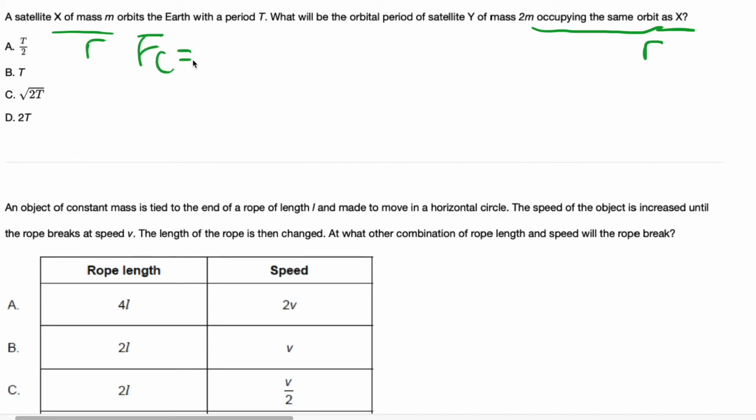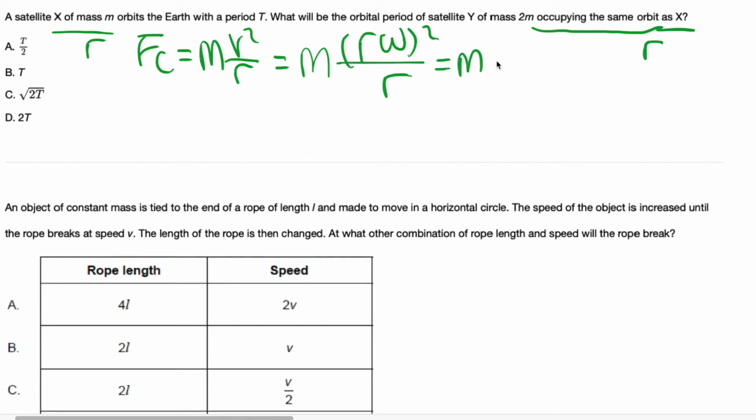So centripetal force is equal to mass times velocity squared divided by r, right? And we can change this to omega. So velocity is equal to radius times omega, right? So this is going to be equal to mass times radius times omega squared. But this doesn't really help because we need the period here.